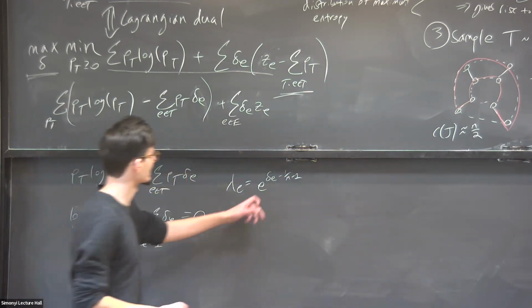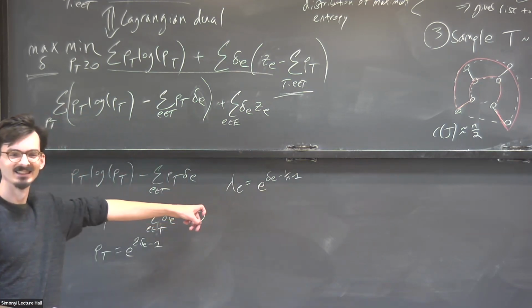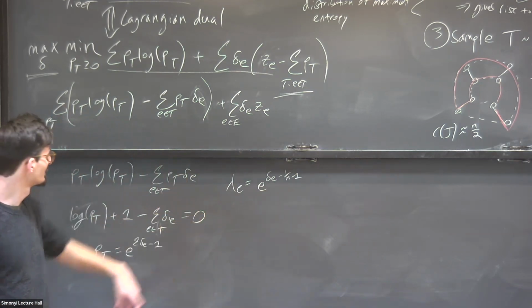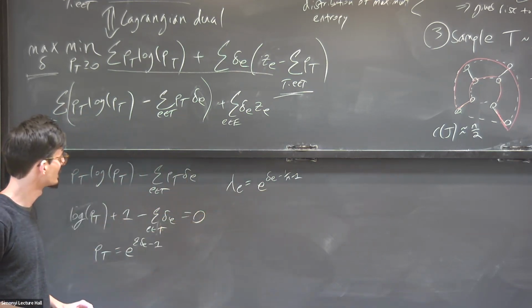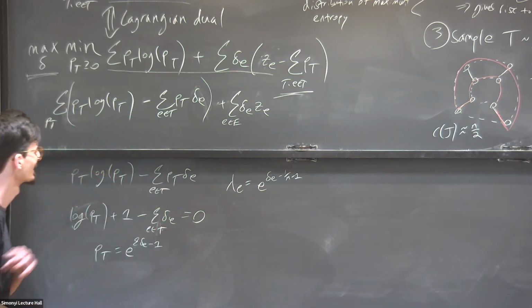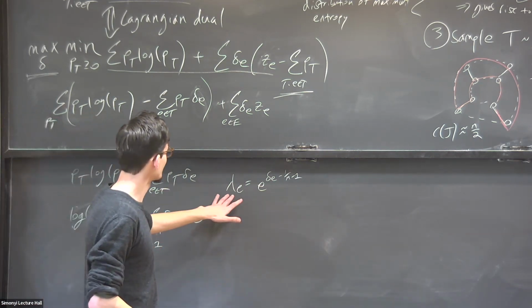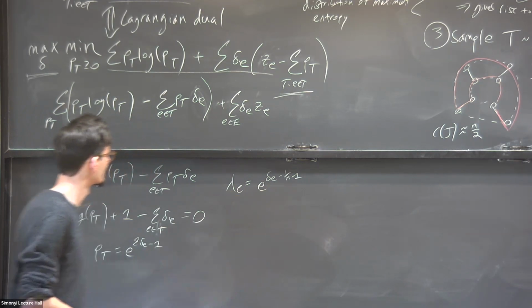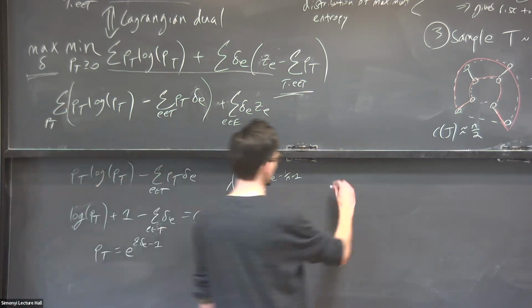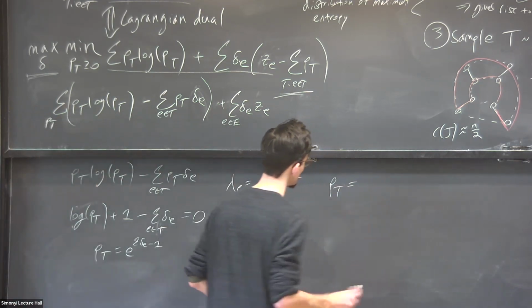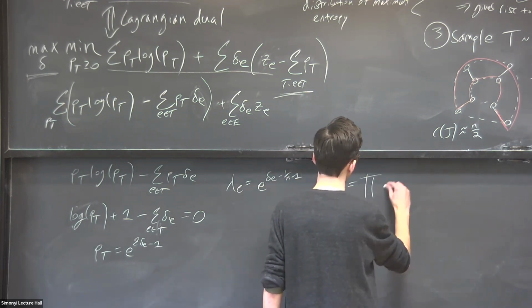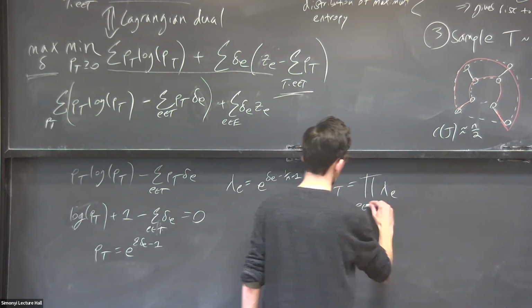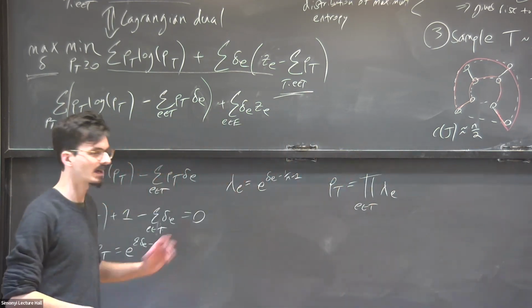Oh yeah, this is hard to read. Now there are two E's and one of them is a known constant. Yes, okay, I see. Got it. Okay, good. So if I set lambda E to be this thing, then actually p_T for all of the trees is just equal to the product of the lambda E's for the edges in its edge set.